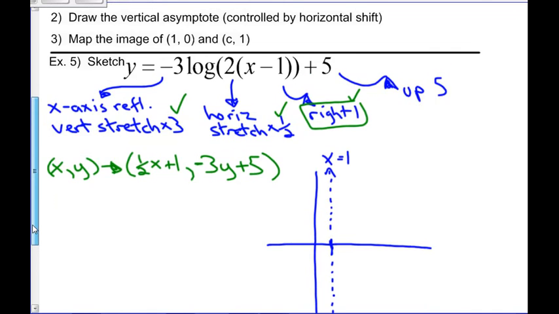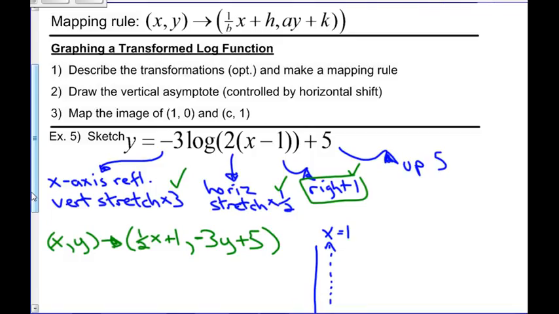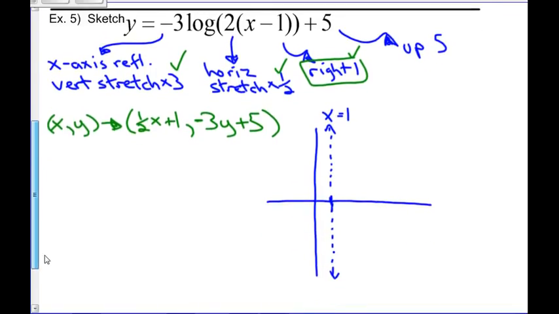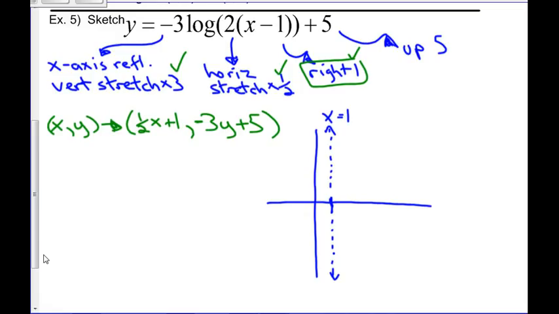Okay. If you use the mapping rule that's just up here, you can see I just took those values and plugged them in. You can do it either by describing or by just looking at what a, b, c, h, and k are. Okay, next thing we're going to do is map the important points.